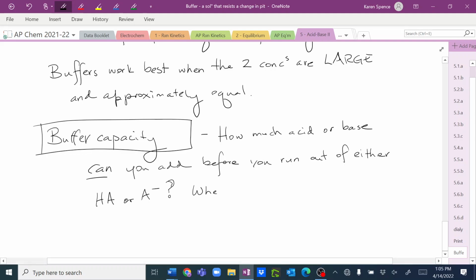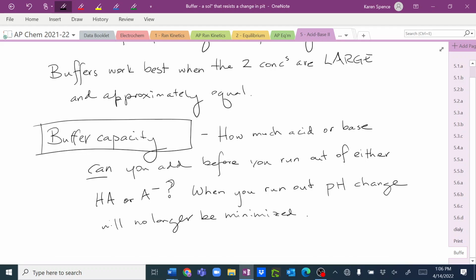When you run out, pH change will no longer be minimized. Okay, and that's what that all comes down to. Now, AP buffers. You actually need to do calculations with AP buffers. Okay?